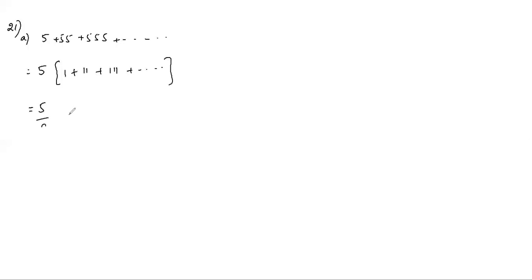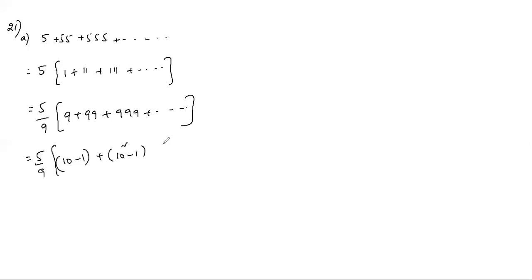Next, find the sum of the following series up to n terms: 5 plus 55 plus 555 plus and so on. Take 5 common: 1 plus 11 plus 111 plus and so on up to n terms. So multiply with 9 and divide with 9: 9 plus 99 plus 999 plus and so on. So 5 by 9 into, 9 you can write 10 minus 1, 10 square minus 1, 10 cube minus 1, and so on. The nth bracket is 10 power n minus 1.